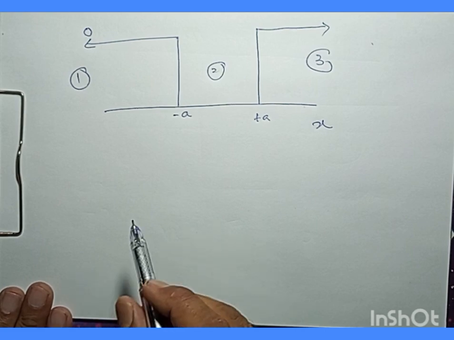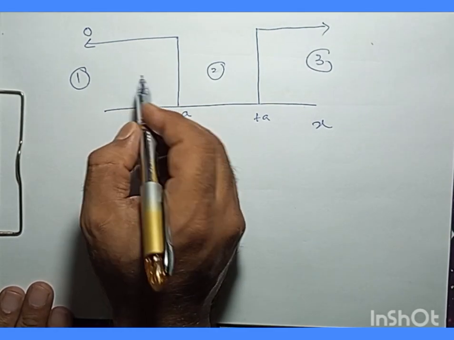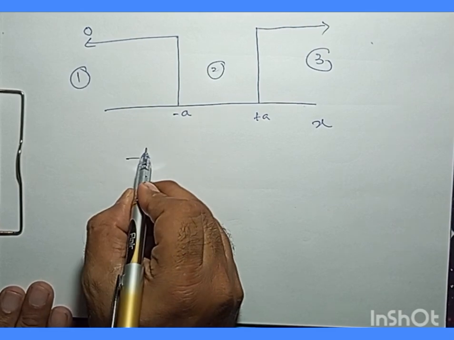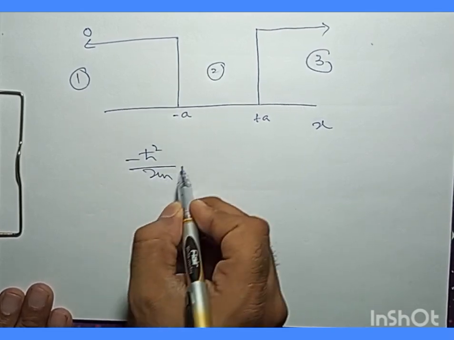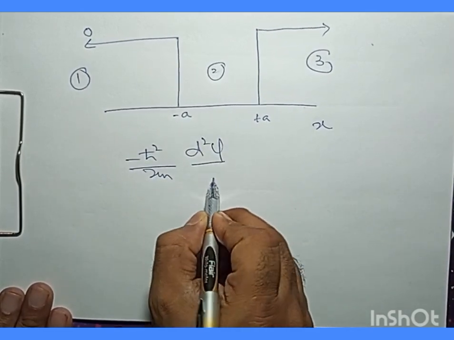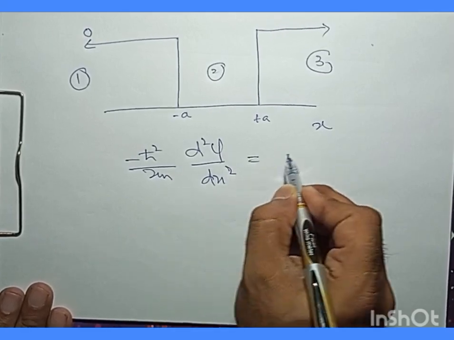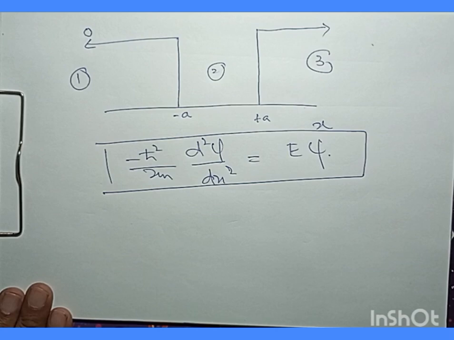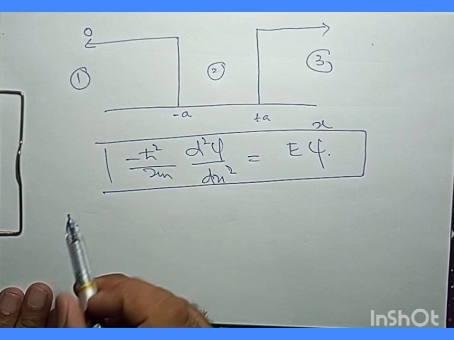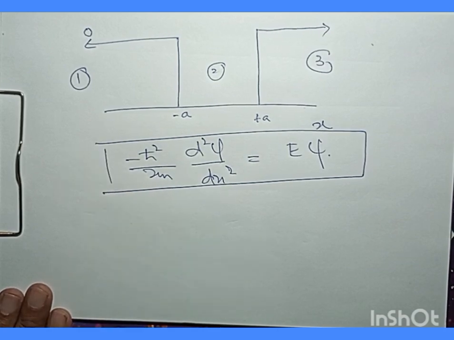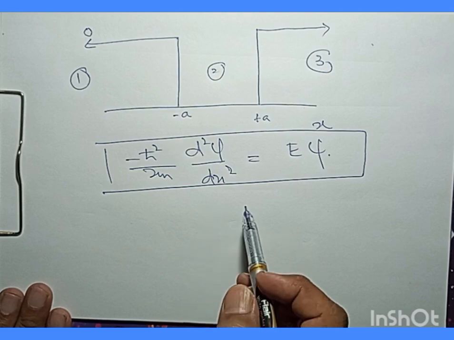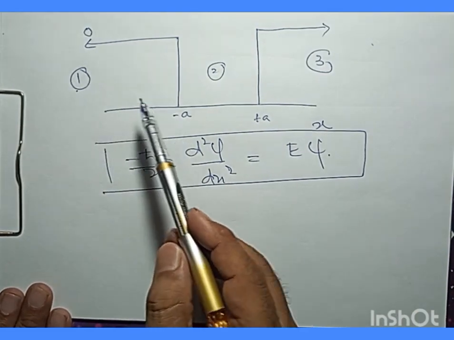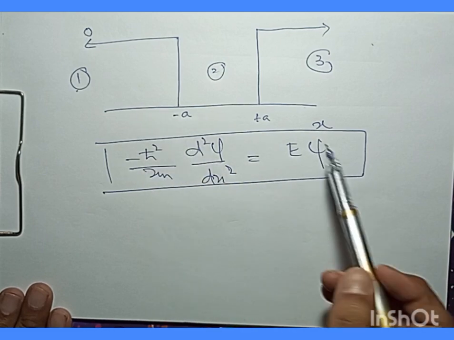We can write down Schrodinger's equation for region 1: minus h cross square by 2m d2 psi by dx2 is equal to E psi. This will be the first Schrodinger's equation, for region 1, and we can write down the solution of the Schrodinger wave equation. As we understand, in region 1 the potential term is equal to 0.